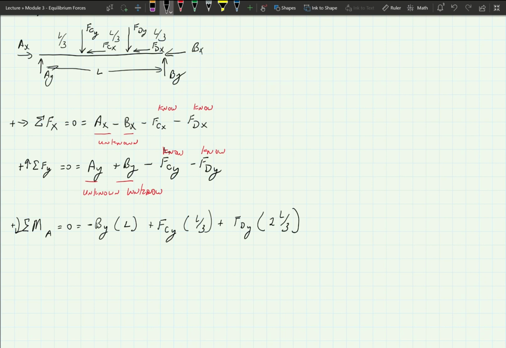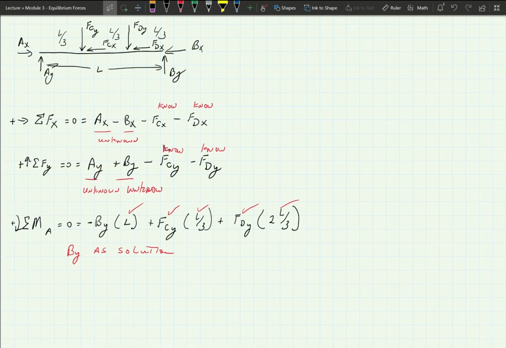Okay, now we can solve that, and we will know this, and we'll know that, we know that, we know that, and we know that. So therefore, when we get all done with this, we can solve for BY as a solution. Okay, so we use the sum of the forces in the y direction. We can come up with that. Now, our real problem is we can't solve for the x. Okay, so we'll never get these x directions based on these equations. We need another equation for that.